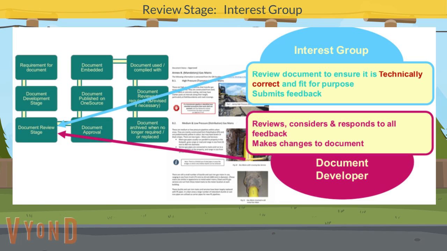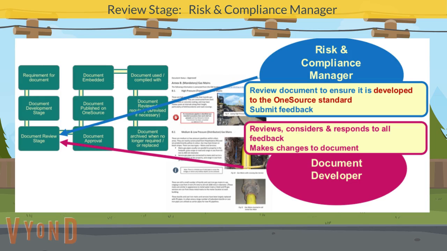When the document developer has completed the procedure document, it is reviewed, first by an interest group, that is, people who are technically competent in the work being described in the procedure. The interest group review the procedure to ensure it is technically correct, and they provide feedback on it. Next, your Risk and Compliance Manager reviews the procedure to ensure it is clear, concise, well laid out and easy to read and use. That is, developed to the OneSource standard.